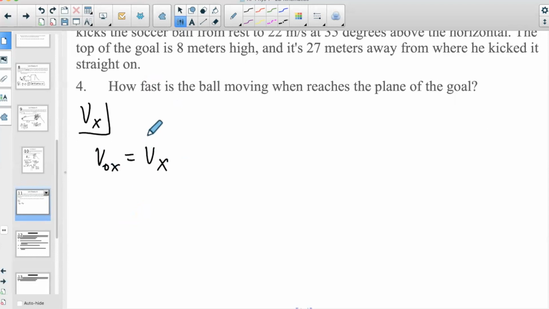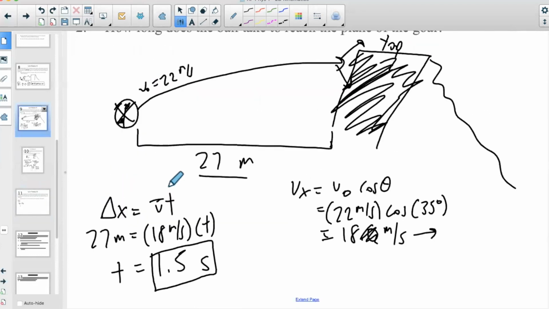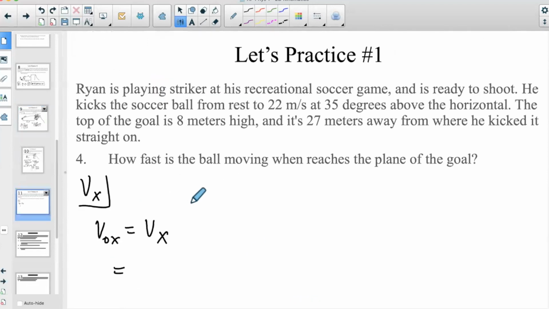Because if there's no acceleration, that means velocity isn't changing. Remember, this is the kind of conceptual stuff you have to know. So what is v naught x equal to? Let's go back and figure it out. It was 18 meters per second, right? So 18 meters per second. Let's find Vy now. But here's the thing. We know that there's an acceleration going on in this side. It's not as easy as this.